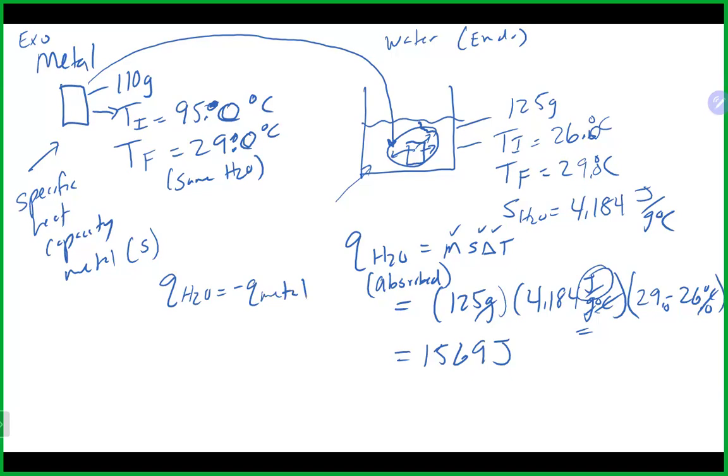So if our water gained 1569, then the Q of the metal in this case would be negative 1569 joules. Our water gained 1569 joules of energy. The metal lost 1569 joules of energy. Exact same number. The only difference is the sign is different. So that's an important relationship. Actually, Q of the metal equals minus Q of the water is what most people do. We'll go that way with it.